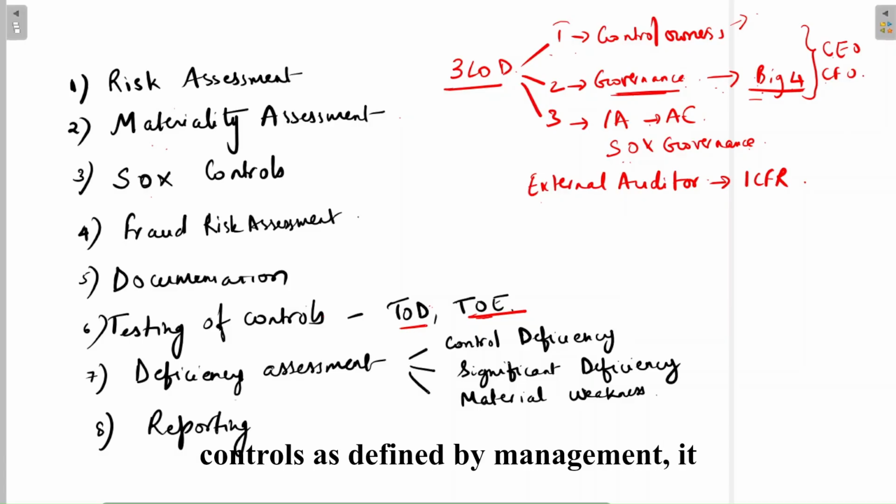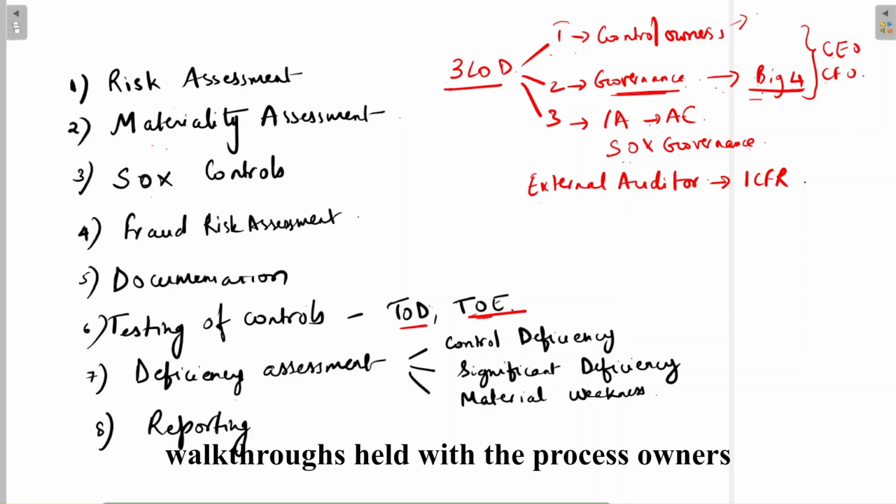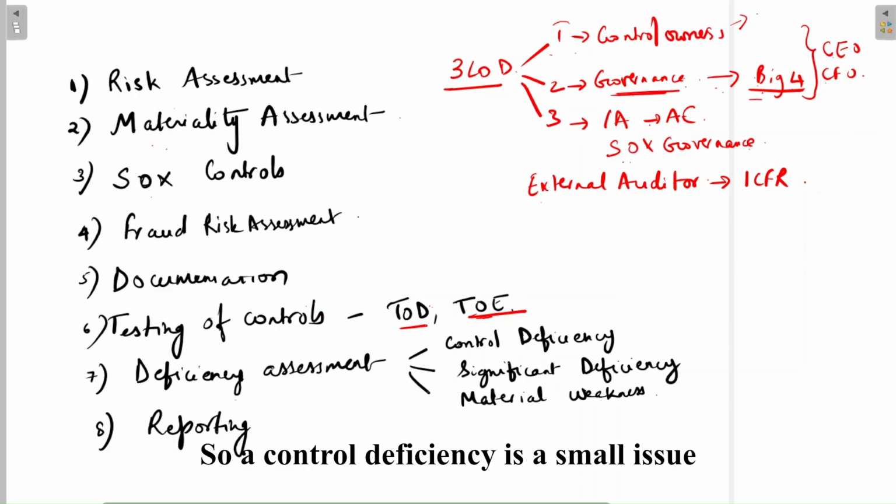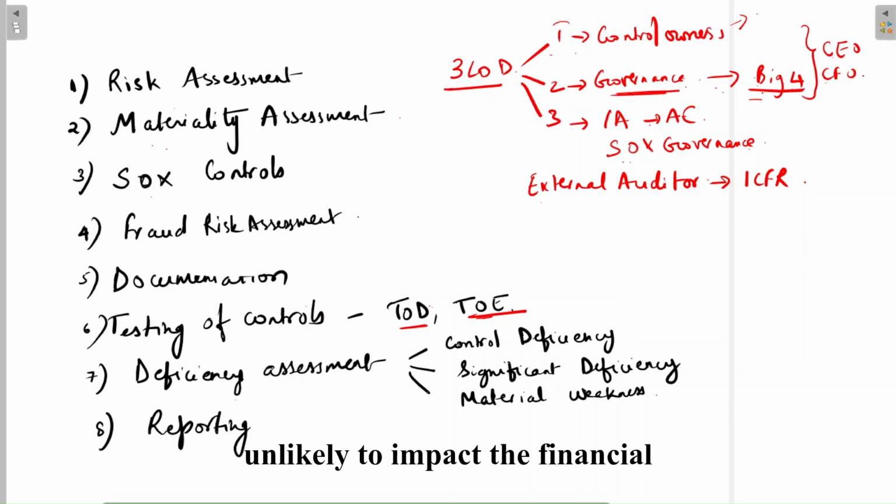Also, it is important to note that while the second line goes ahead and tests the controls as defined by management, it has the authority or the freedom to challenge the existing controls and recommend any new controls which are missing based on the discussions or walkthroughs held with the process owners or control owners.